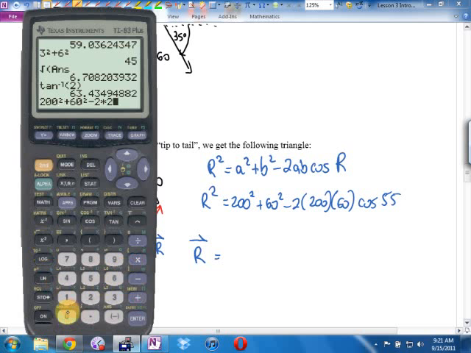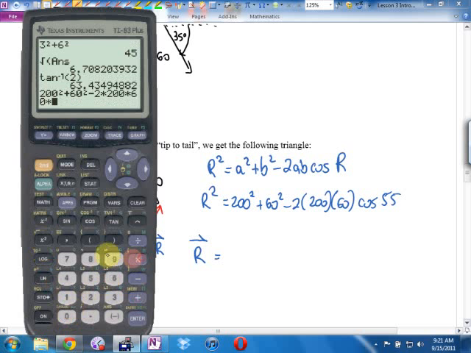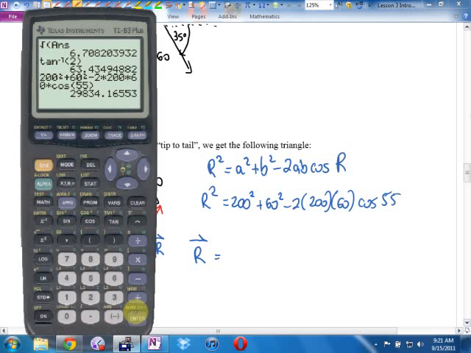And I get it's going 29,834. Oh, I forgot to square root. Common mistake. Because I found R squared. Square root. 173, if I round off properly, and that seems much more reasonable. 173 meters per second.